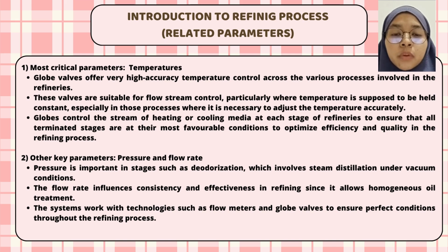The most critical parameter is temperature, and the other key parameters are pressure and flow rate. In controlling the temperature parameter, globe valves offer very high accuracy temperature control across the various processes involved in the refineries. These valves are suitable for flow stream control, particularly where temperature is supposed to be held constant, especially in those processes where it is necessary to adjust the temperature accurately.